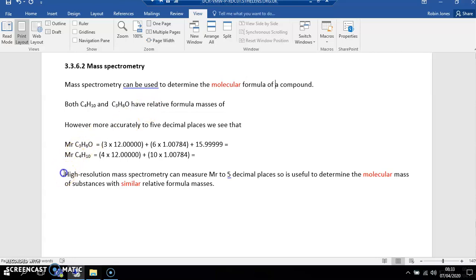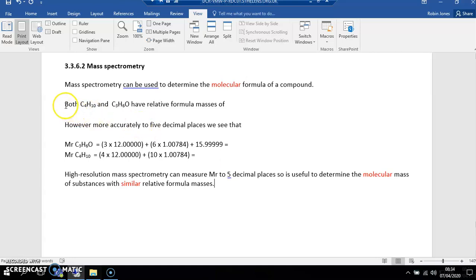Now just to jump to this bit, there's two different levels of accuracy. There's something called a low resolution mass spectrometer, which is broadly a cheaper version, and it can't measure to any decimal places. However, you can go up to high resolution mass spectrometry, where it's a much more expensive and sophisticated machine, and it can measure to 5 decimal places, and that can be useful to determine the molecular mass of substances with similar relative formula masses. I'm going to demonstrate what that means.